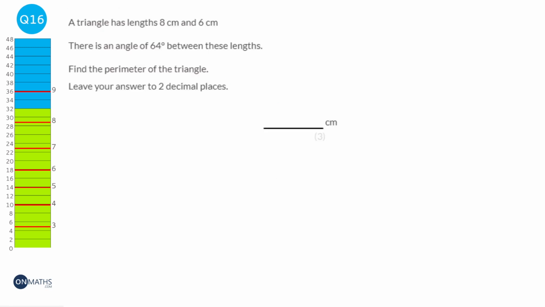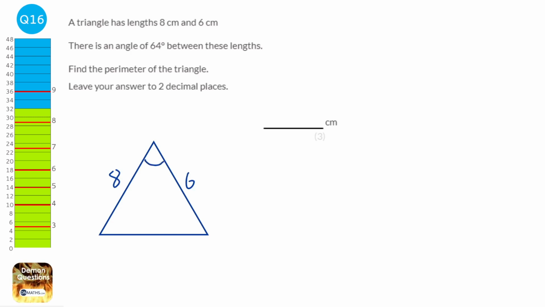Okay, so first thing I'm going to do is just a quick sketch of this diagram. So we're told the lengths are 8 and 6, and the angle between the lengths is 64 degrees. And we've got a missing length down here which we need to find. So we need to find that one. Okay, so let's label them.